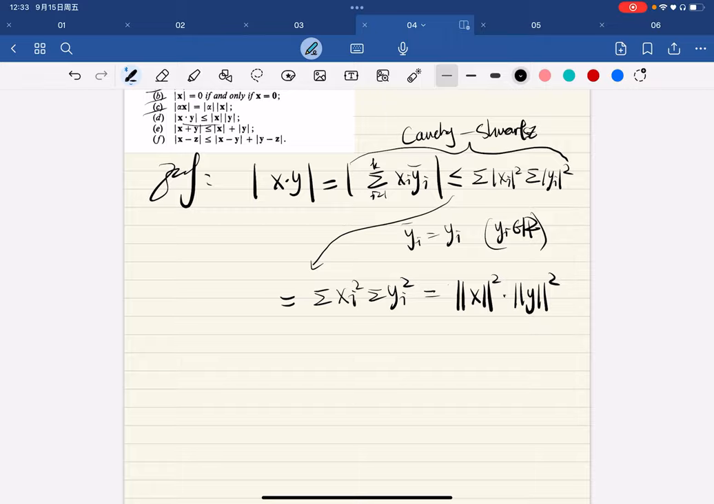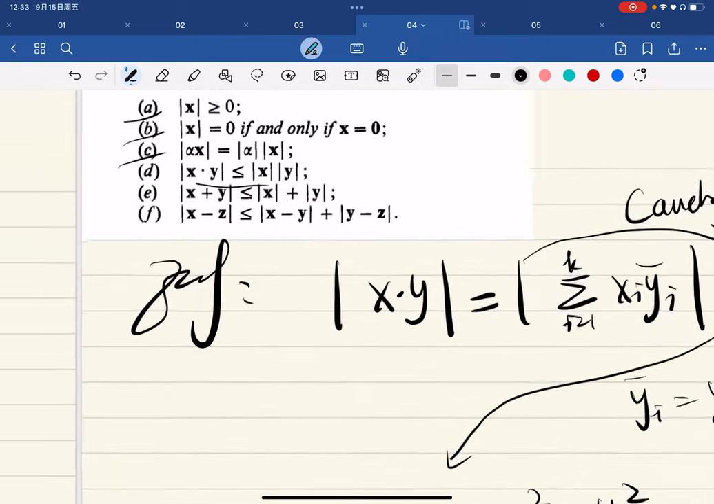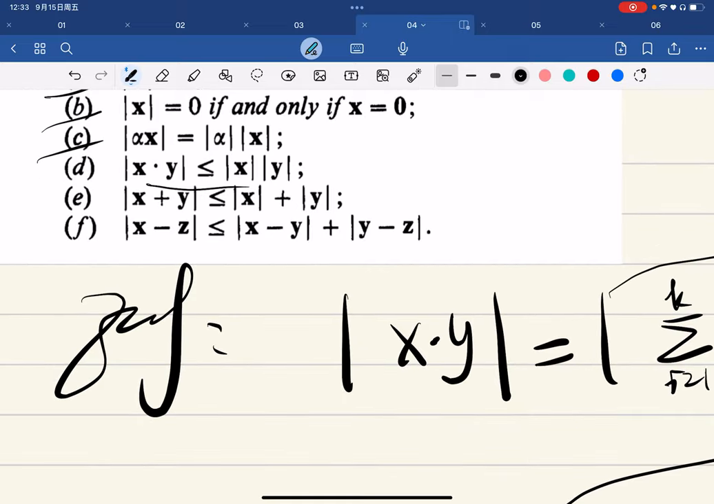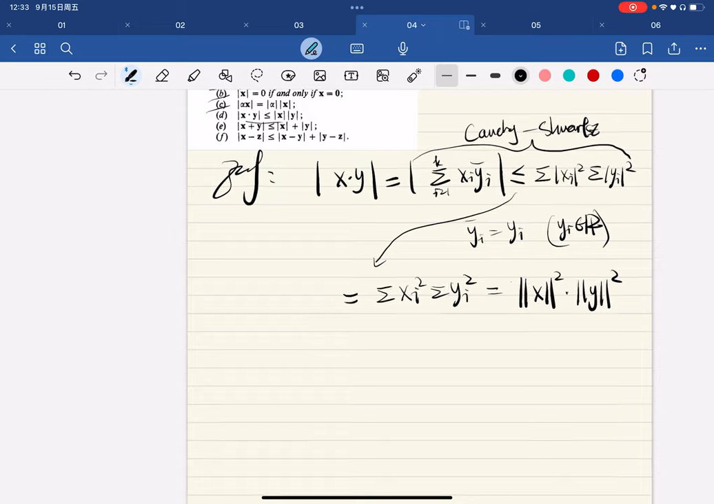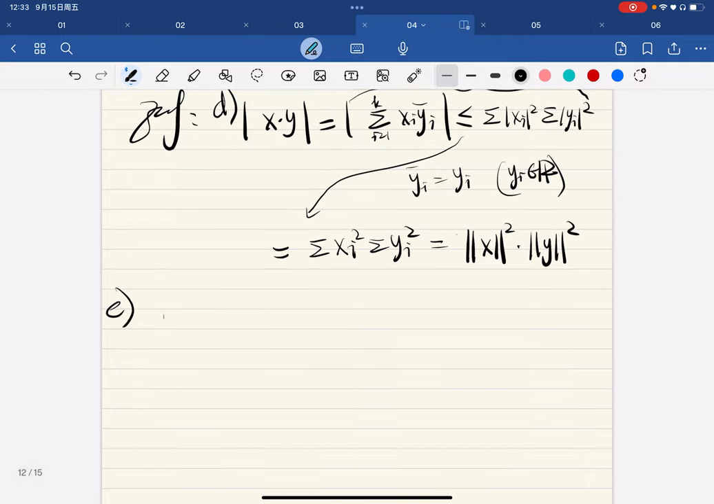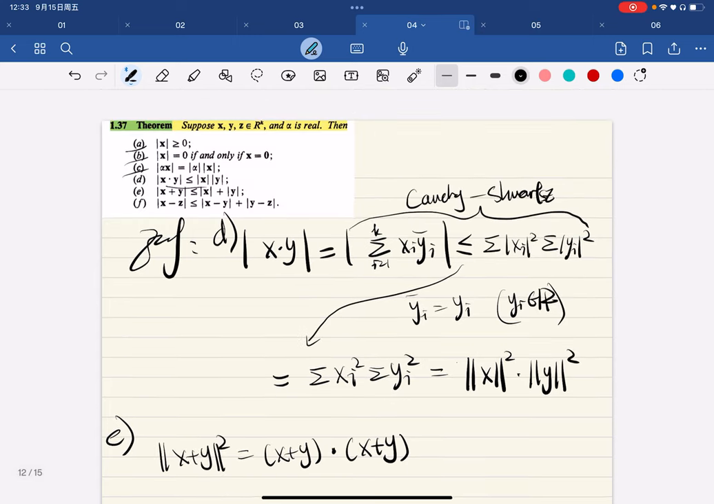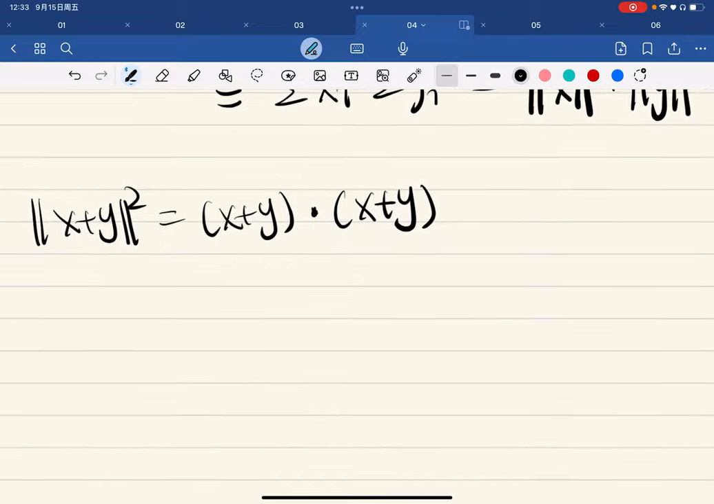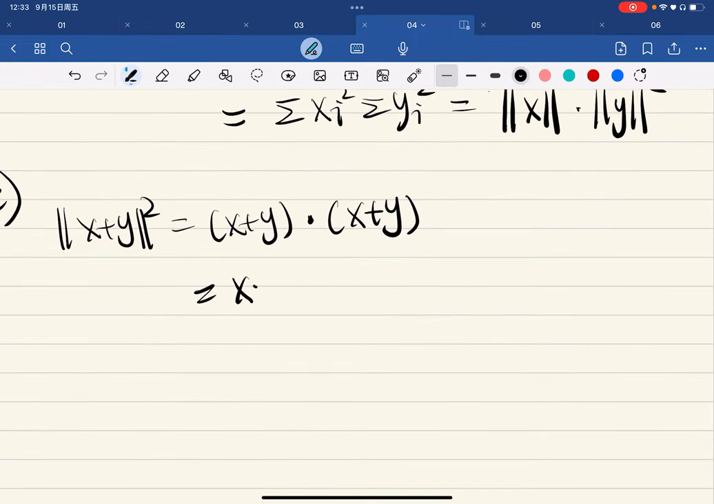And now, if we move on to E, it's similar to the complex field ones. Just prove it right now. So this is D. We should prove E. We have the norm of x plus y squared. By definition, this is equal to x dot x plus 2 x dot y plus y dot y.